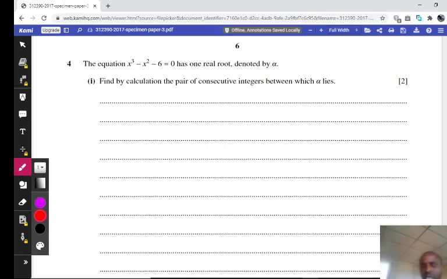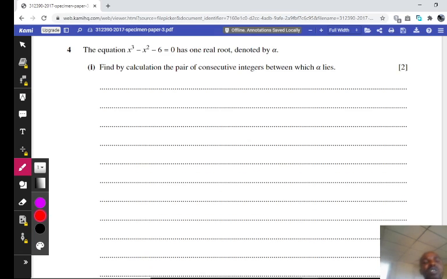Right, so this one is on the iterative formula. It reads: the equation x cubed minus x squared minus 6 equals 0 has one real root denoted by alpha. First part, find by calculation the pair of consecutive integers between which alpha lies. What you do is use the trial and error method.